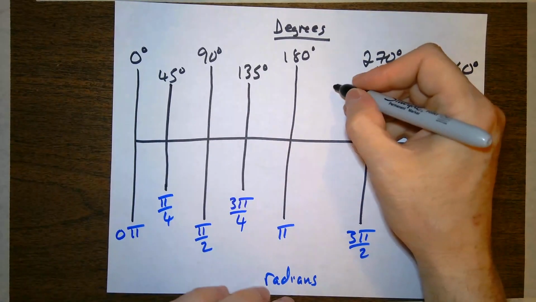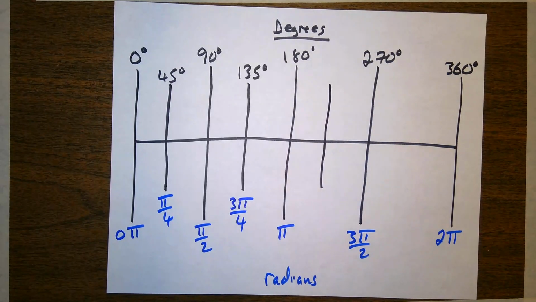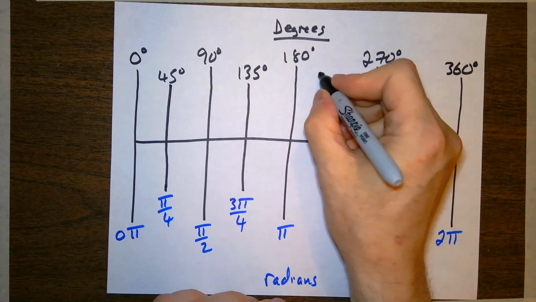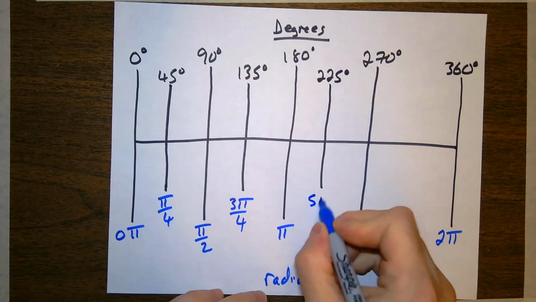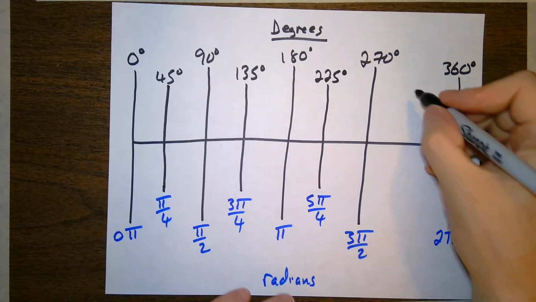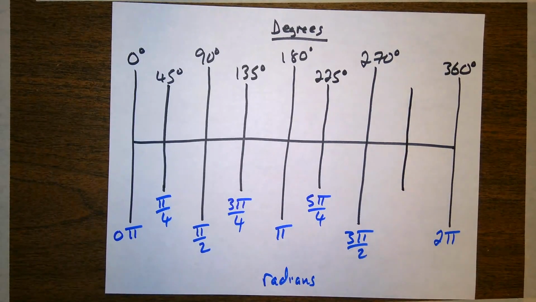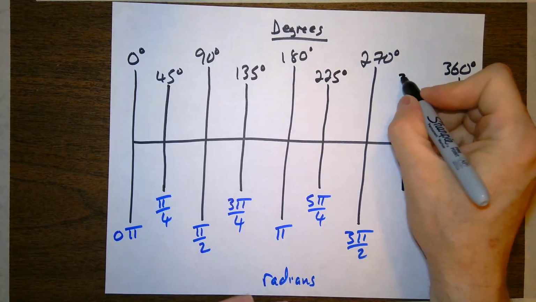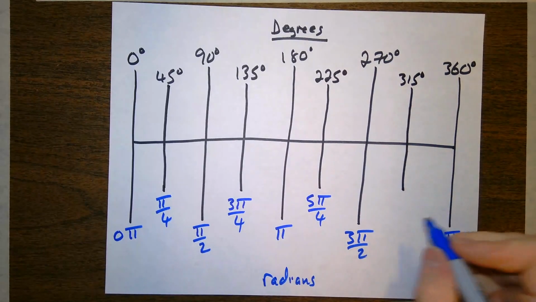Next, halfway in the third quadrant, halfway from 180 to 270 would be 225 degrees. And the corresponding radian would be 5 pi over 4. And then in the fourth quadrant, the angle would be 315 degrees. The corresponding angle in radians would be 7 pi over 4.